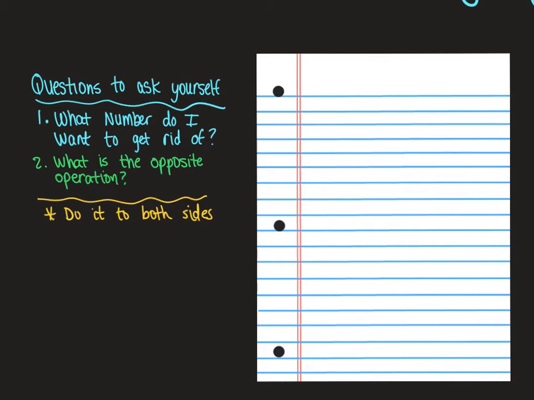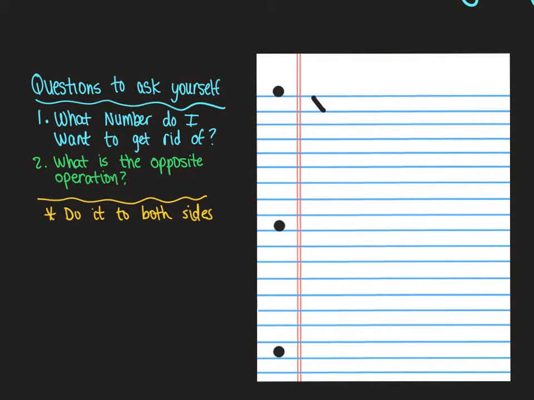All right, so when we work out a question, we've got to ask ourselves these things. What number do I want to get rid of? And what is the opposite operation? And we've got to make sure whatever we're doing, we do it to both sides. So let's actually get started, and this will all make sense.